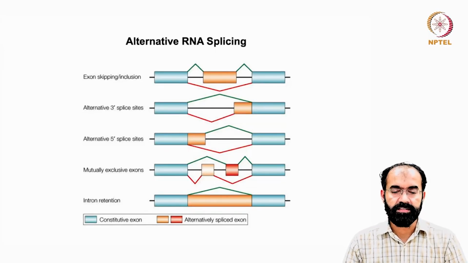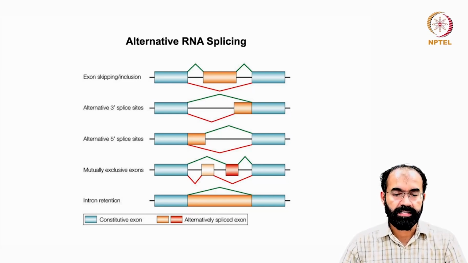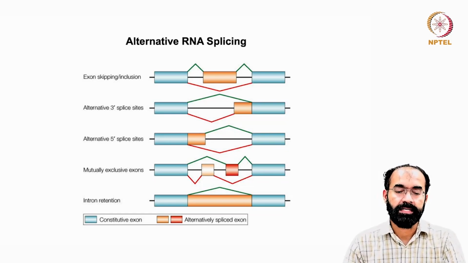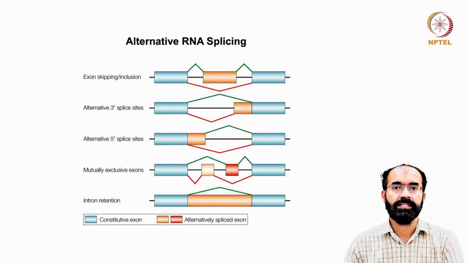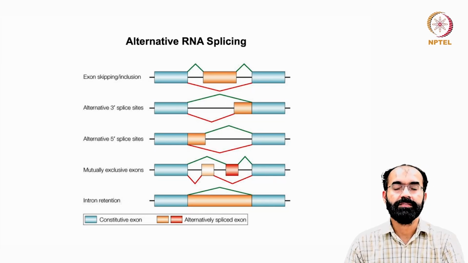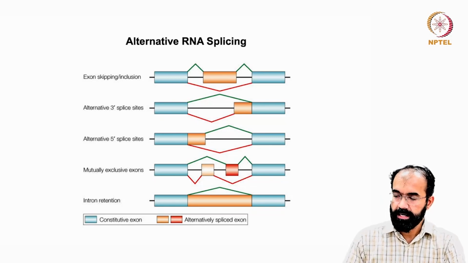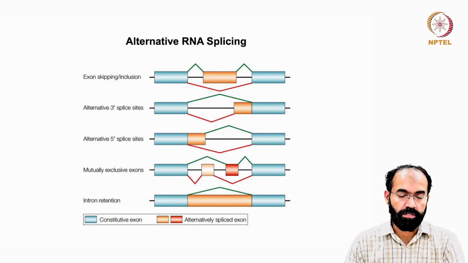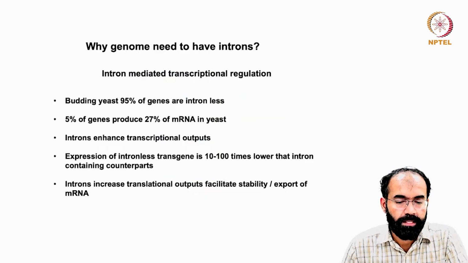Welcome back to another session of RNA biology class. We were studying different possible alternative RNA splicing events that can bring in diversity in the transcript. We were looking into examples one by one: exon skipping or exon inclusion, alternative 3' splice site, alternative 5' splice sites, mutually exclusive exons, like that. So there are different types of variations possible when you are considering alternative splicing.